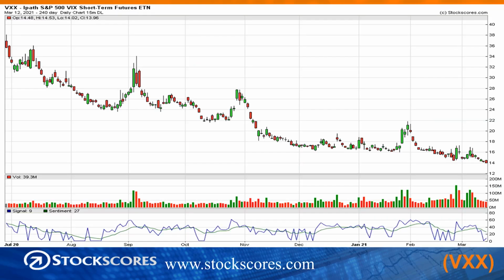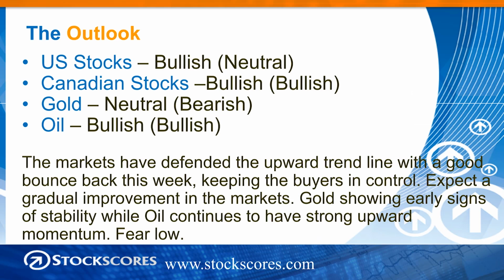Onto the fear chart, and fear is relatively low, so not too much concern there. So my ratings then, bullish long-term for US and Canadian stocks, but where it differs is that I'm neutral short-term on the US and bullish short-term on Canadian. Gold, neutral long-term, bearish short-term, and bullish on both time frames for oil.